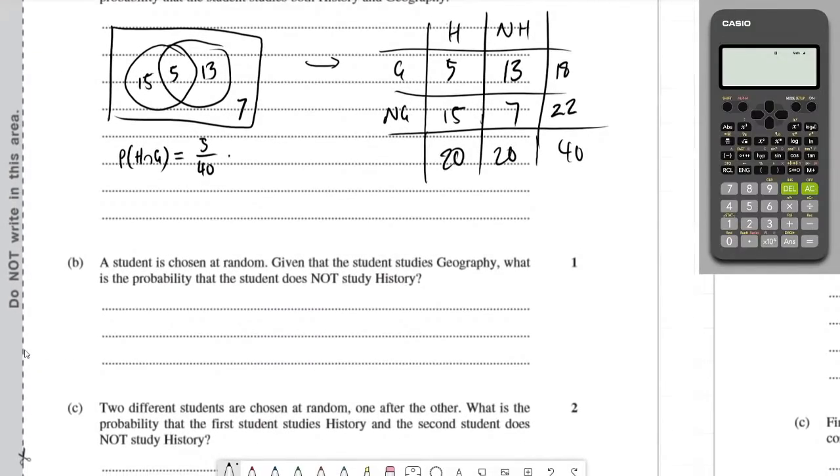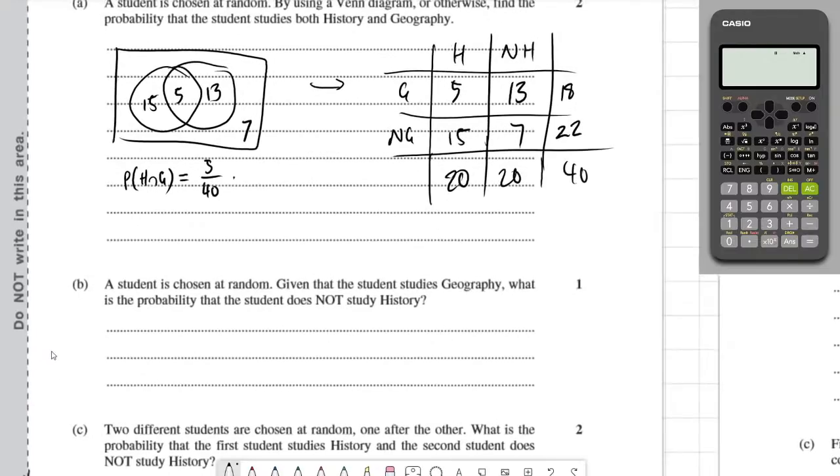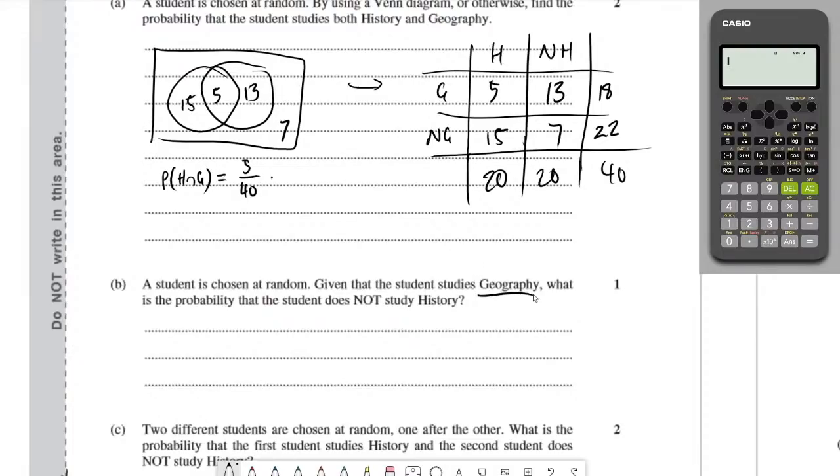Now, a student is chosen at random. Given that the student studies geography, what is the probability that the student does not study history? So given that the student studies geography, they're told that they must study geography. So if I label my guys up here, I think the Venn diagram is more useful for a question like this one. I just find it easier to visualize.